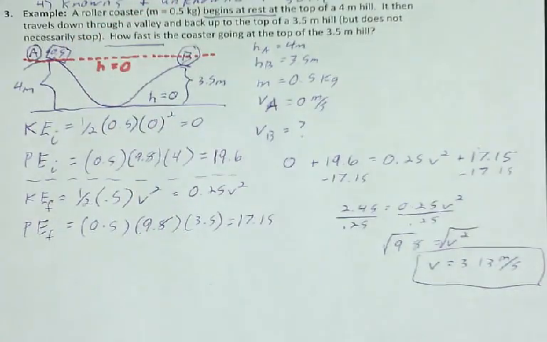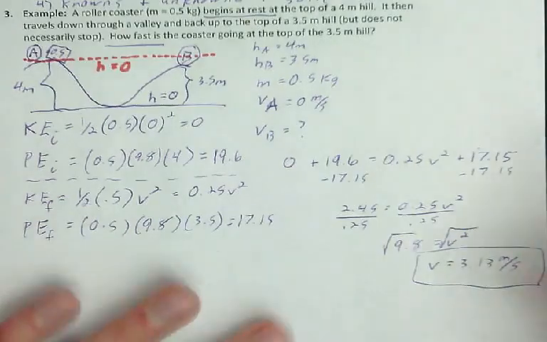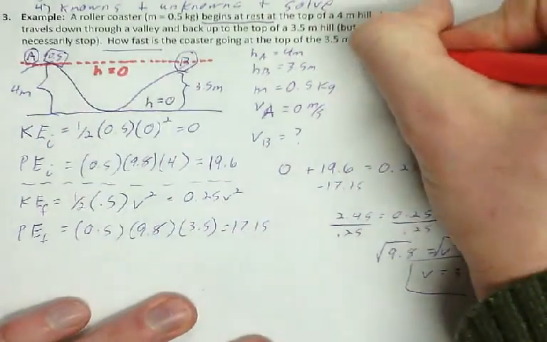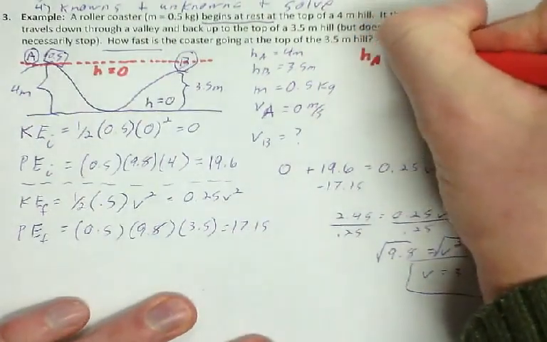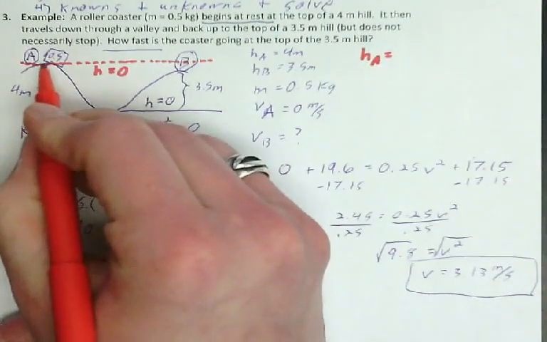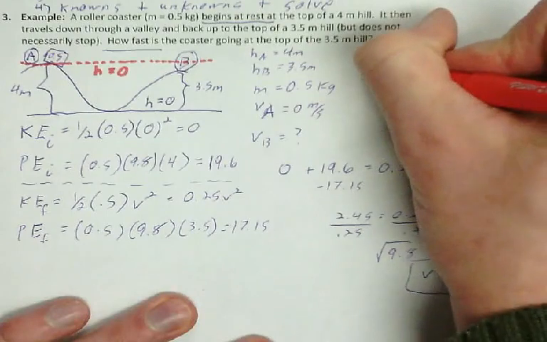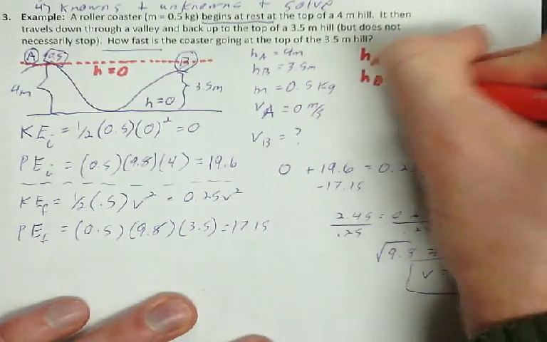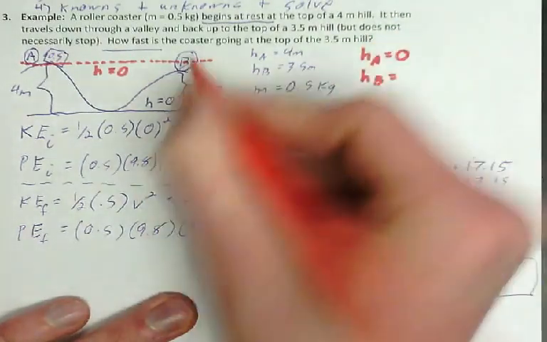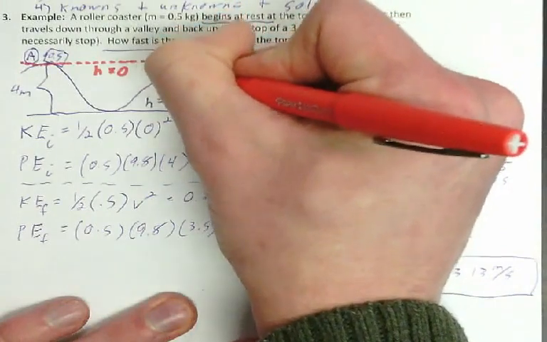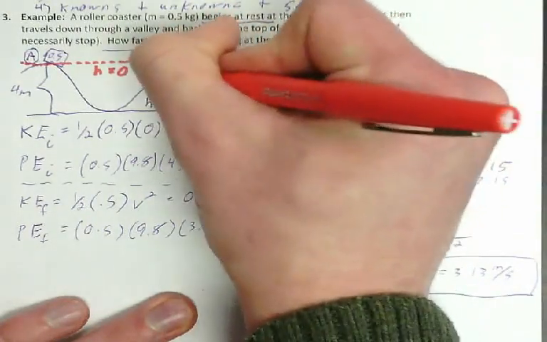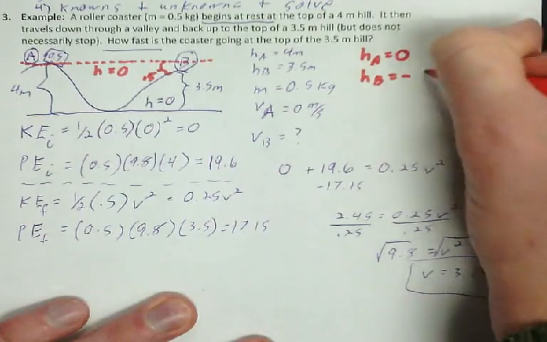So what is this going to change? Is this going to change my height at A? Yes, because my height at A was 4 meters above 0, but now height at A is 0. My height at B was 3.5 meters above 0, but now my height at B is 0.5 meters under 0, so it's negative 0.5.